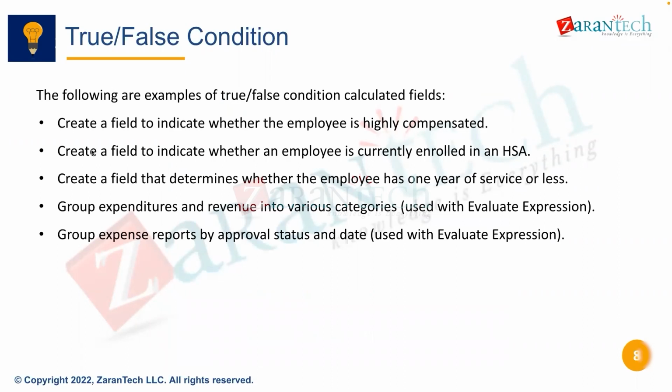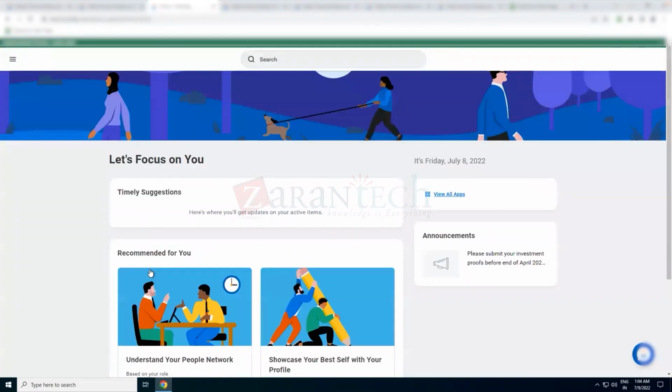So this is basically a task where we create a field to indicate whether the employee is highly compensated. These are all the tasks where we can create fields. I'm going to create one of them just to see how it is reflected. We're going to create a calculated field to indicate if the employee is highly compensated. Okay, so let's move on to the tenant.